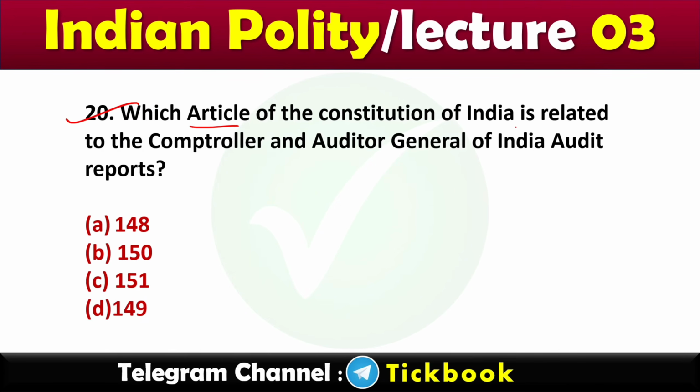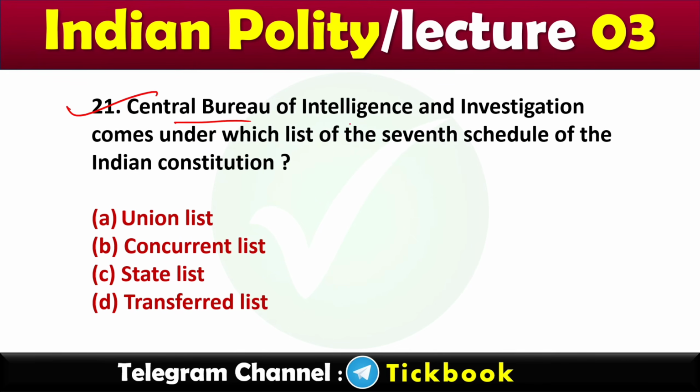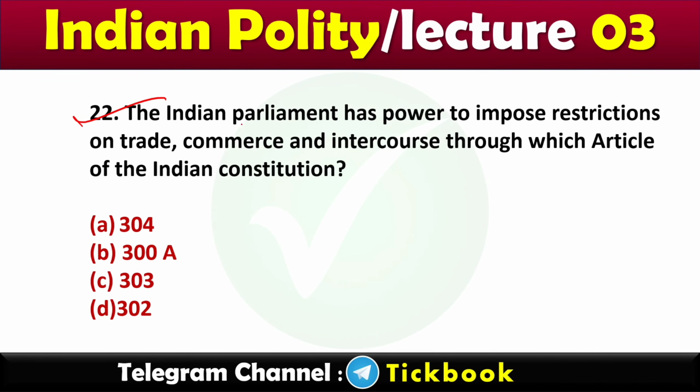20, which article of the Indian Constitution of India is related to the Comptroller and Auditor General of India audit reports? Audit reports. So option number C is the right answer, 151. 21, Central Bureau of Intelligence and Investigations come under which list of the 7th schedule of the Indian Constitution? Option number A, Union list. 22. The Indian Parliament has power to impose restriction on trade, commerce, and intercourse through which article of the Indian Constitution? Option number D, Article 302.